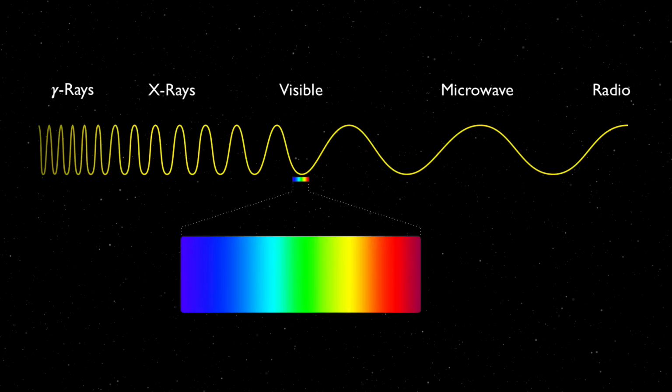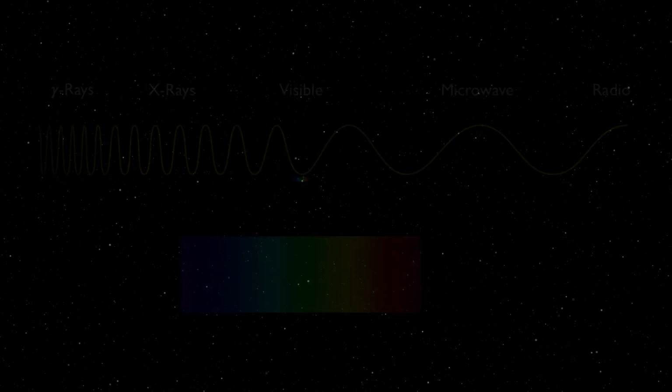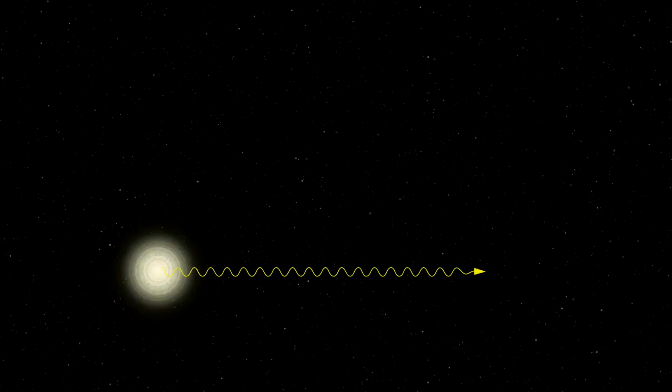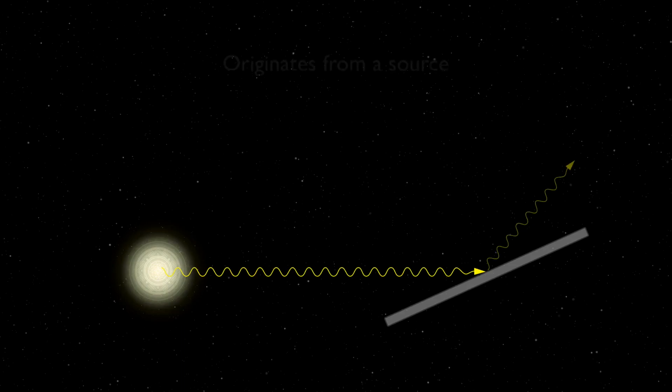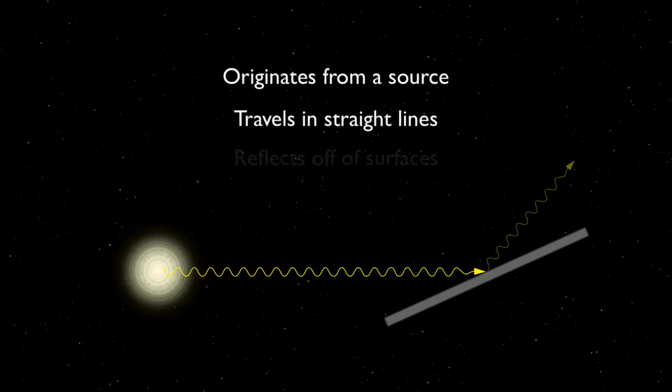For our purposes, we will think of light as light rays. A light ray originates from a source. It then travels in a straight line, and when it hits a surface, it is reflected. This is how light creates the world around you.